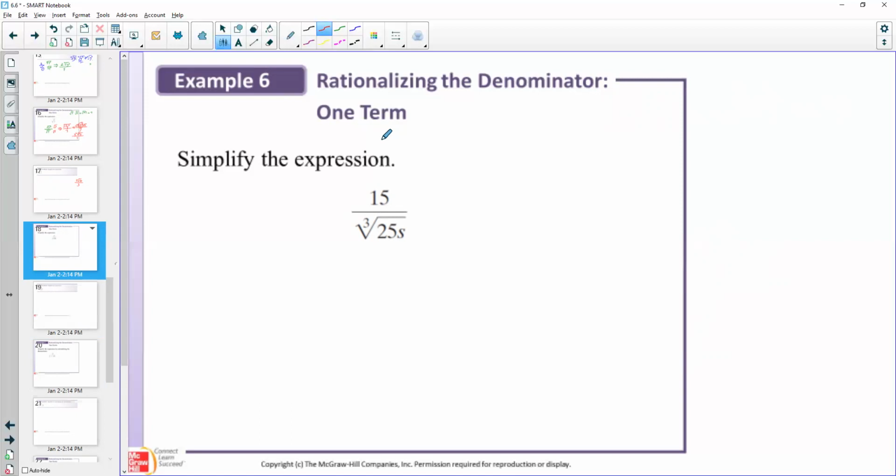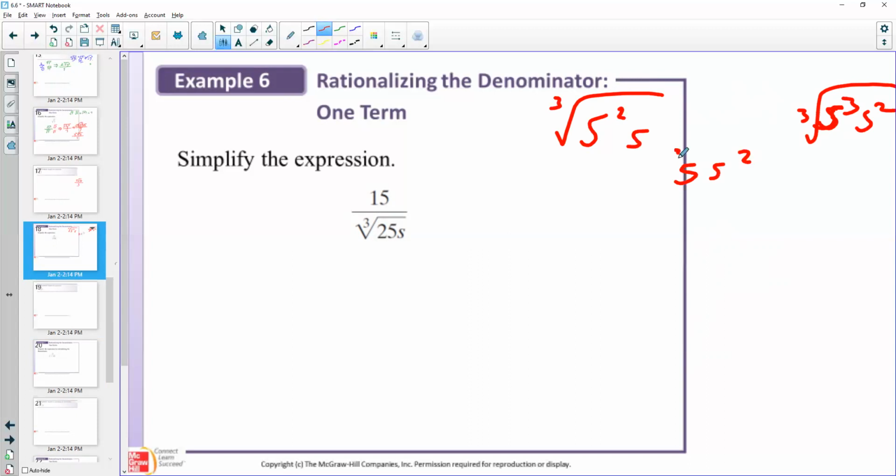All right, so what are we going to do? We can't have that cube root of 25s in the denominator. So now I have to think about what 25 is made of in s. 25 is really made of 5 squared, right? And then I have an s. So I have the cube root of that. I want to get it so it's the cube root of 5 cubed s cubed. So I really need one more 5, and I need 2 more s's. So that is what I'm going to do.